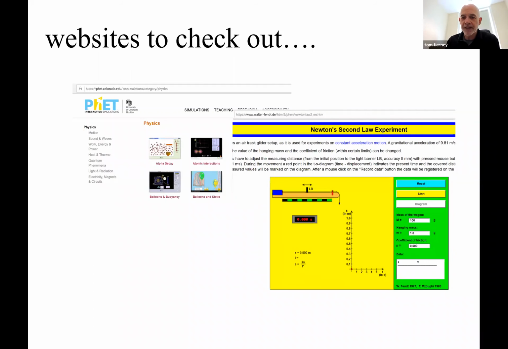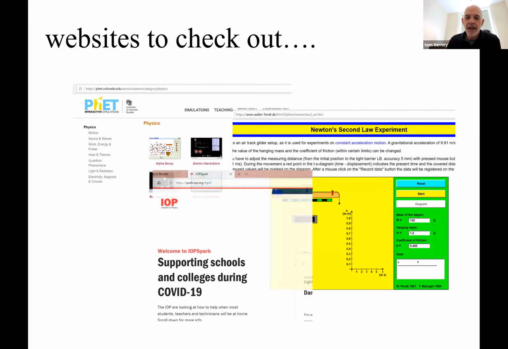Another one, the graphics are a little less impressive, but the way it animates the physics is maybe even slightly better, is Walter Fendt. And that's a .de address, but he has loads of different addresses. Again, if you just Google the guy's name, Walter Fendt is F-E-N-D-T. And always worth checking out the Institute of Physics website.